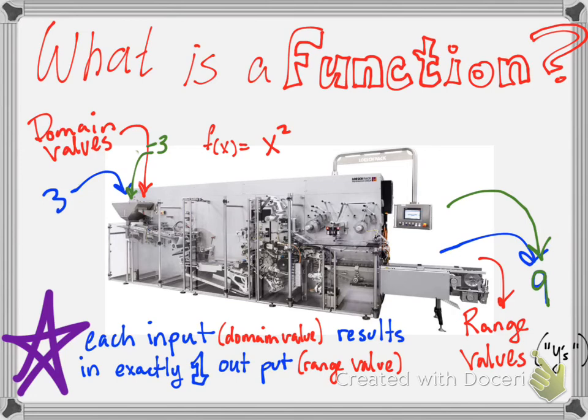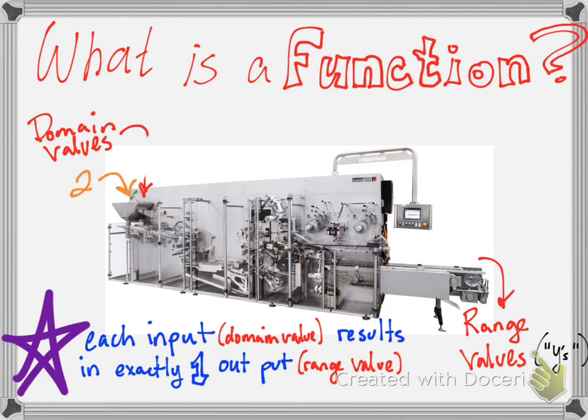The crucial thing is for a function, I cannot plug in a number and have the possibility of getting two different answers. So if I, for instance, plugged in a 2 and could get a 3 or a 5, then we're not talking about a function here. A function is one input, has only one output.